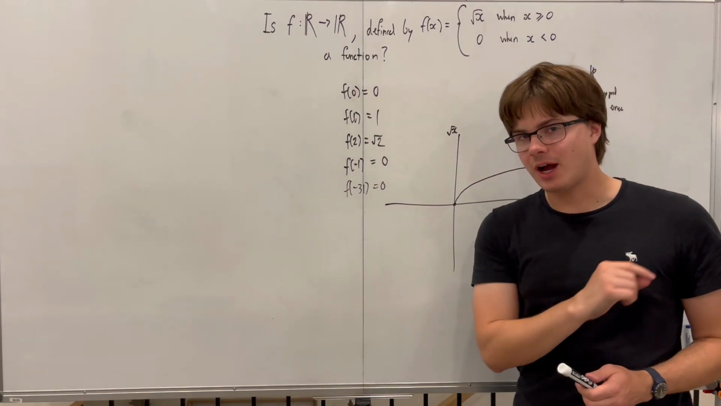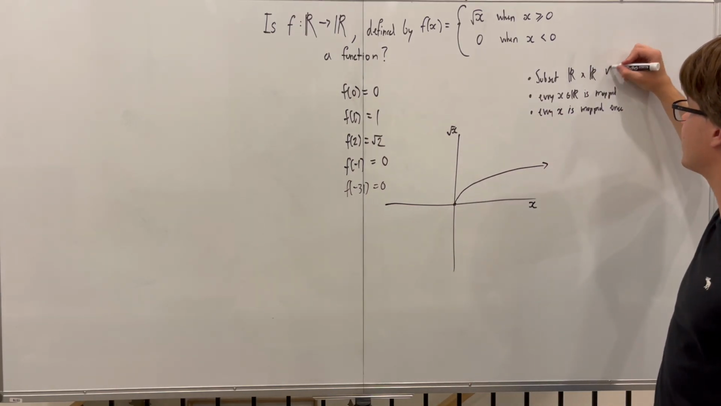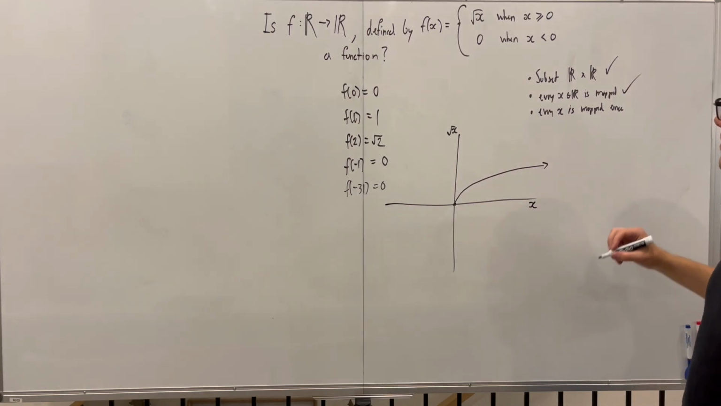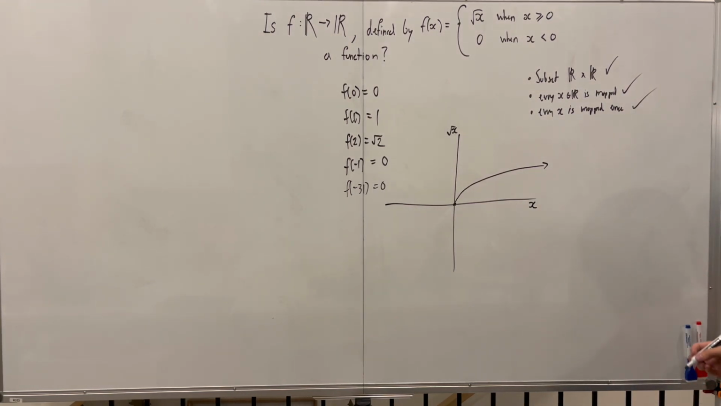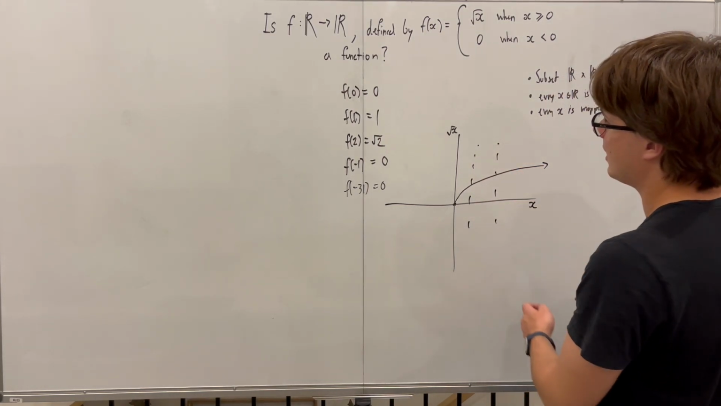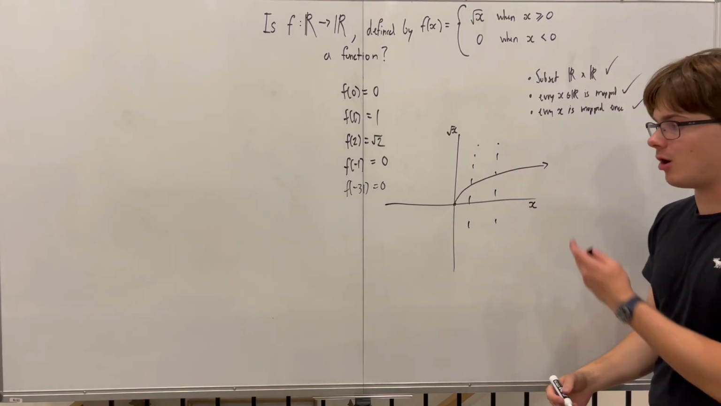Of course, I just forgot, we should probably check our other conditions. So it's true that we stay in the real numbers. It's true that everything is going to be mapped. And it's true that everything is only going to be mapped once, because of course, if you draw a vertical line here, it's only going to intercept one point on that line.